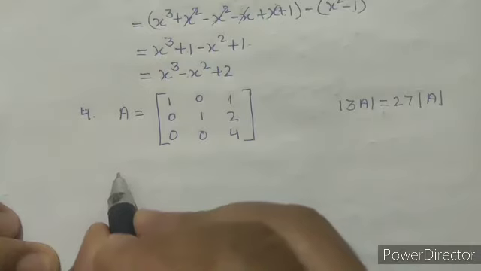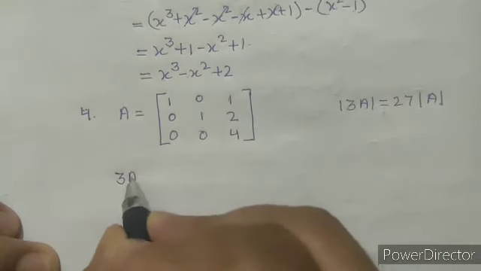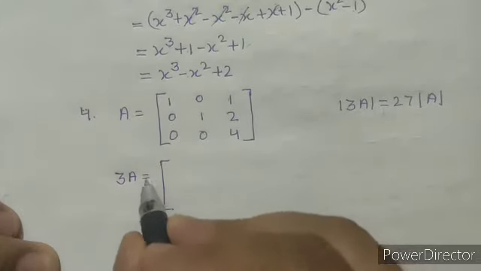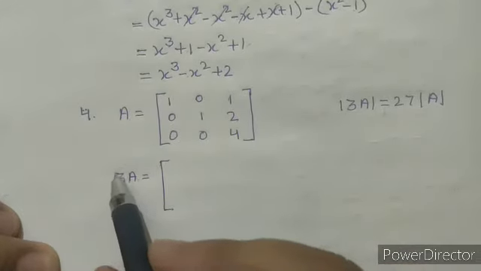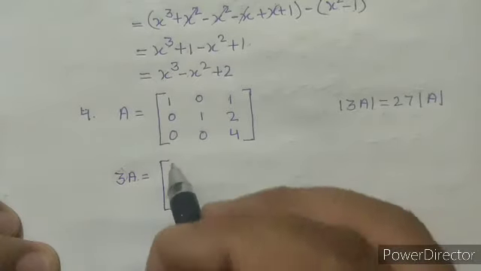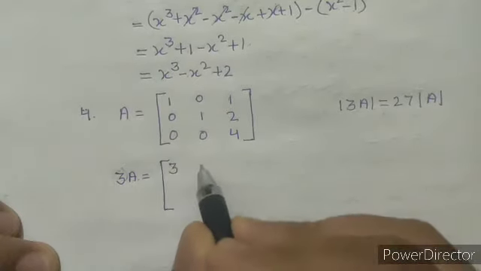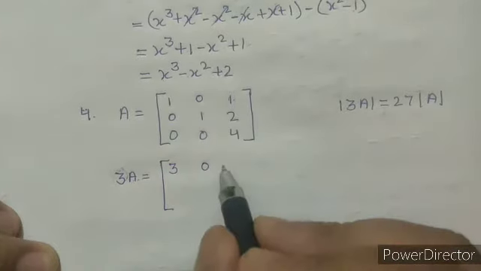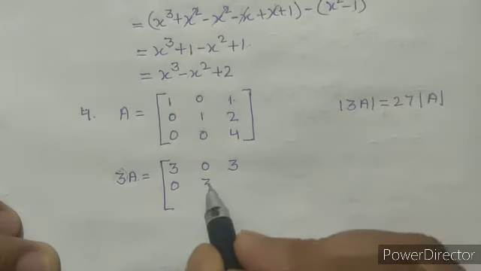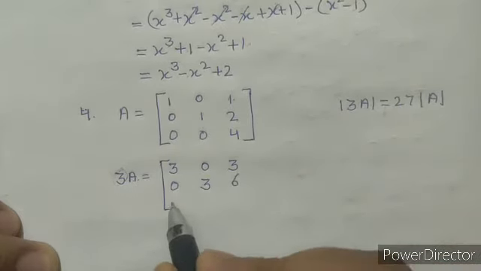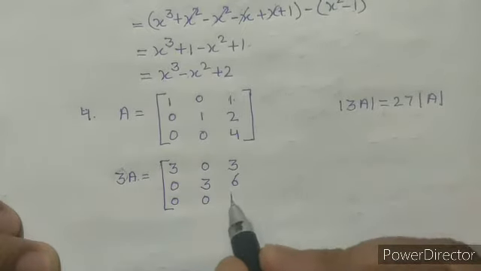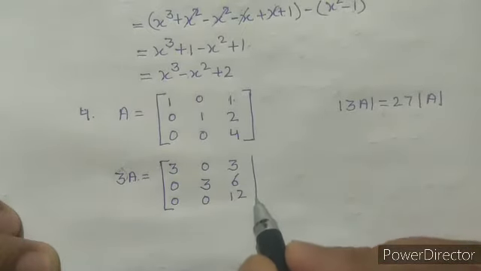Now for that, first of all, we will find the matrix 3A, and that will be, now matrix 3A means that 3 will be multiplied to all the elements of matrix A, and that will give us 3 into 1 will be 3, 3 into 0, 0, 3 into 1 will be 3, then 3 into 0 will be 0, 3 into 1 will be 3, 3 into 2 is 6, 3 into 0 is 0, 3 into 0 is 0, and 3 into 4 will be equal to 12.